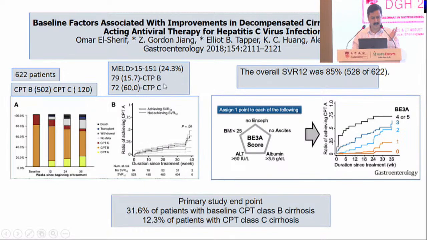And look at this. Over a period of time, after treatment, there was a reduction in 31% of the patients to Child A status from Child B. And in Child C cirrhosis, only 12% of the patients came back to Child A cirrhosis. And what they saw was that if there was no NCAF, no ascites, if the albumin was more than 3.5, ALT was more than 60 and BMI was less, they had a better prognosis and a better chance of getting back to the Child A status.